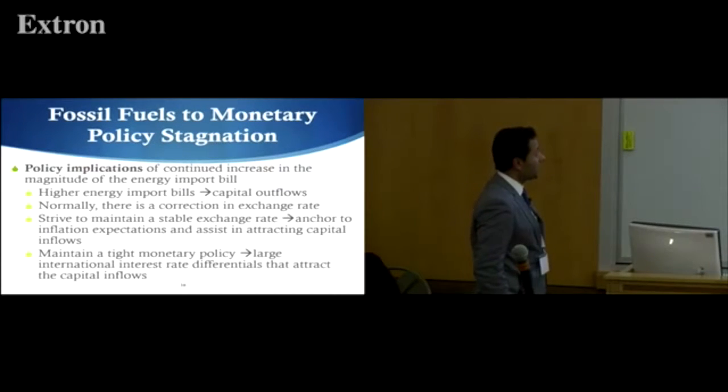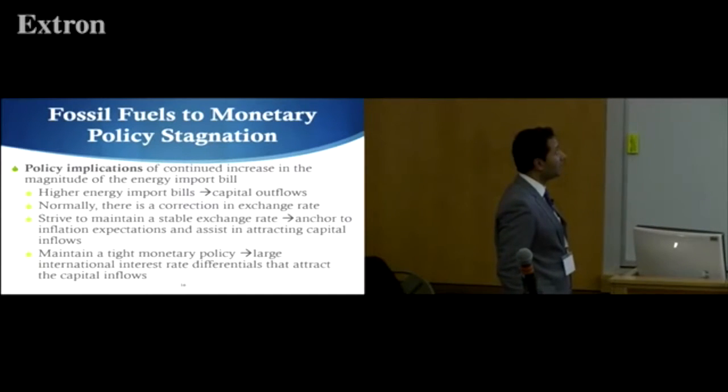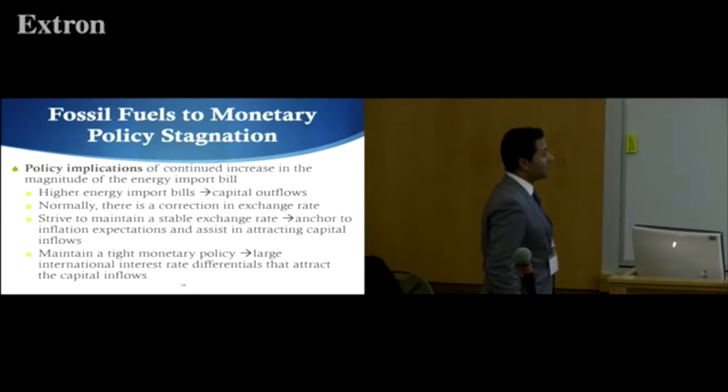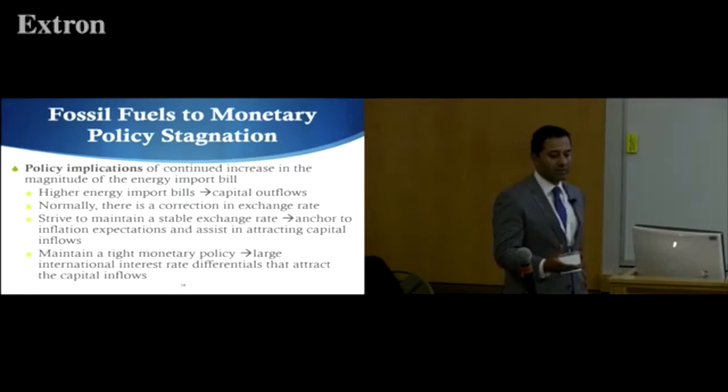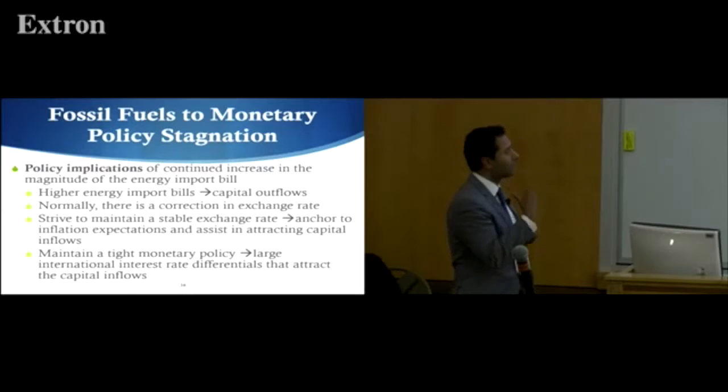So I'm talking about policy implications of continued reliance on a high energy import bill. What I'm looking at right now is that higher energy import bills, once an emerging economy has to import energy in the shape of oil or natural gas or what have you, cause capital outflows.